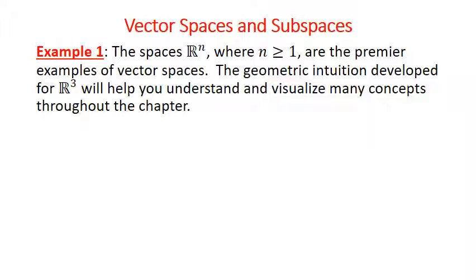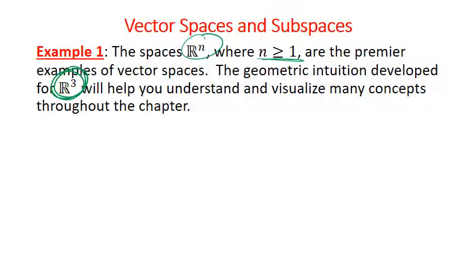So here, basically, the examples in this section are very different. They're not really examples. They're more like statements. It's kind of bizarre. But the spaces Rn, where n is greater than or equal to 1, are the prime examples of vector spaces. So the geometric intuition developed for R3 is going to help us visualize some concepts throughout the chapter.